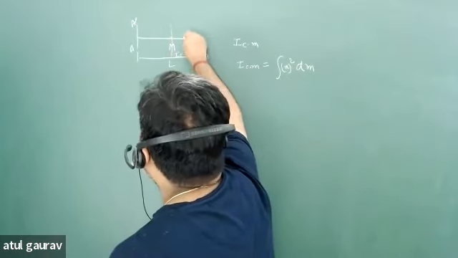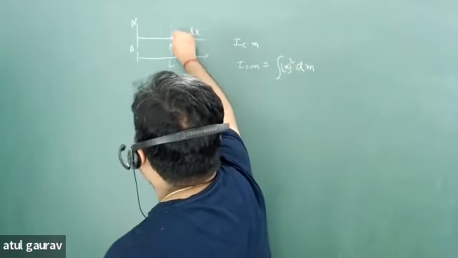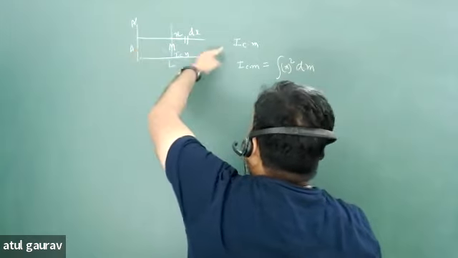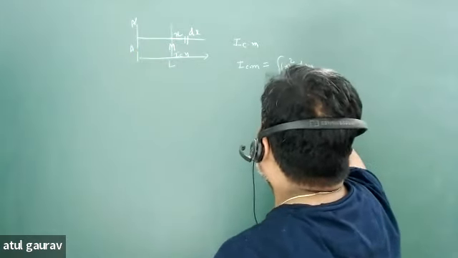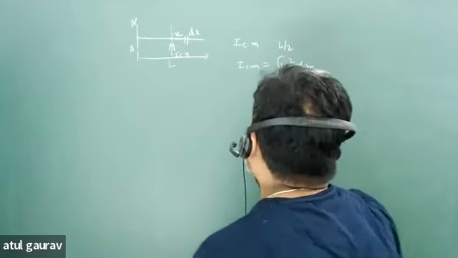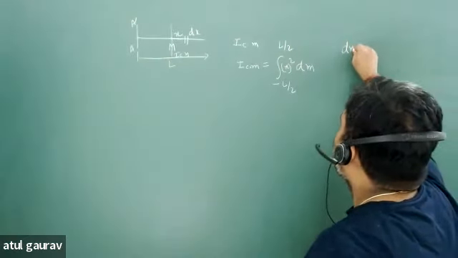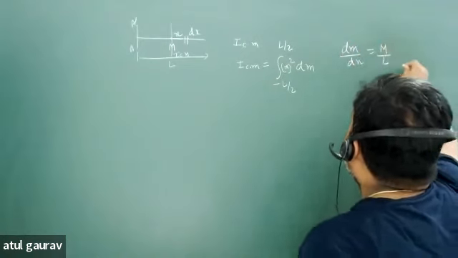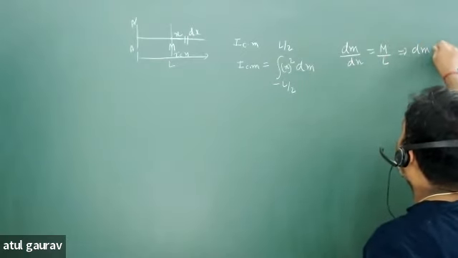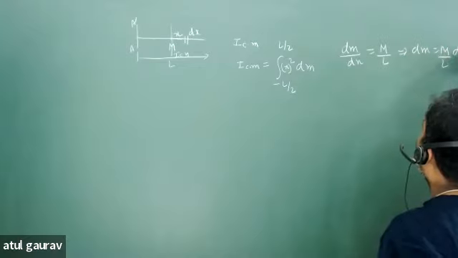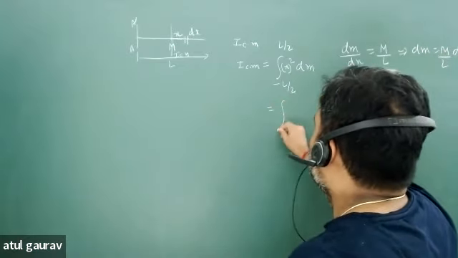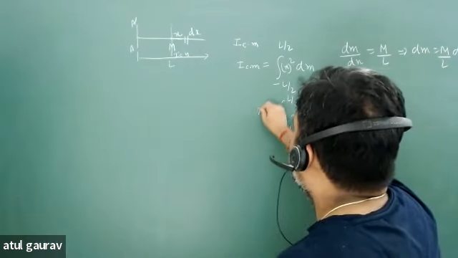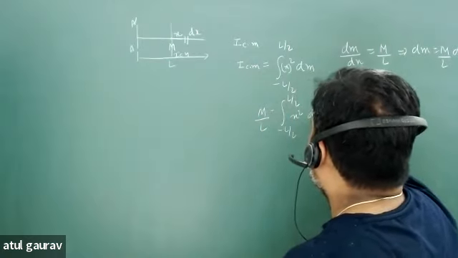So I can take something here dx, and that value is equal to x, and hence I have chosen this one as an origin. So this will go from where to where? Minus L by 2 to plus L by 2. And what is your dm? Your dm by dx is equal to m by L, and that implies dm is equal to m by L dx. And what you have, minus L by 2, x square, and I have m by L x square dx.